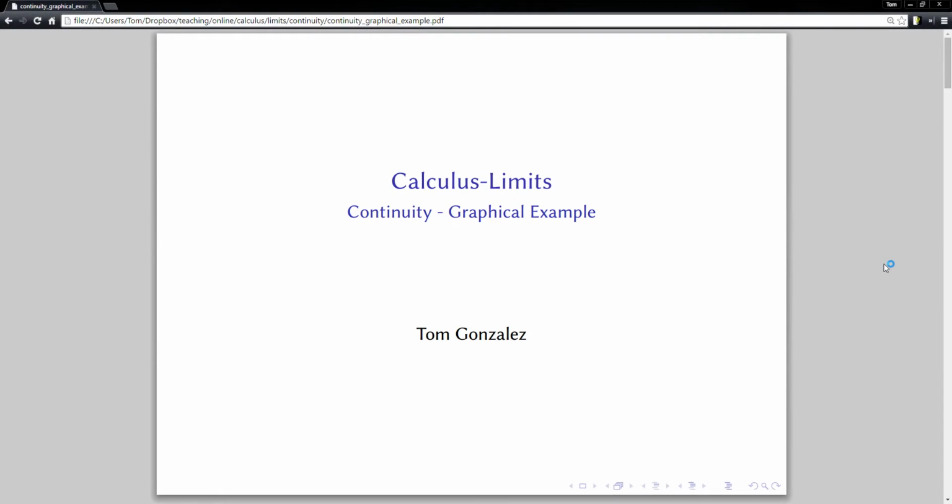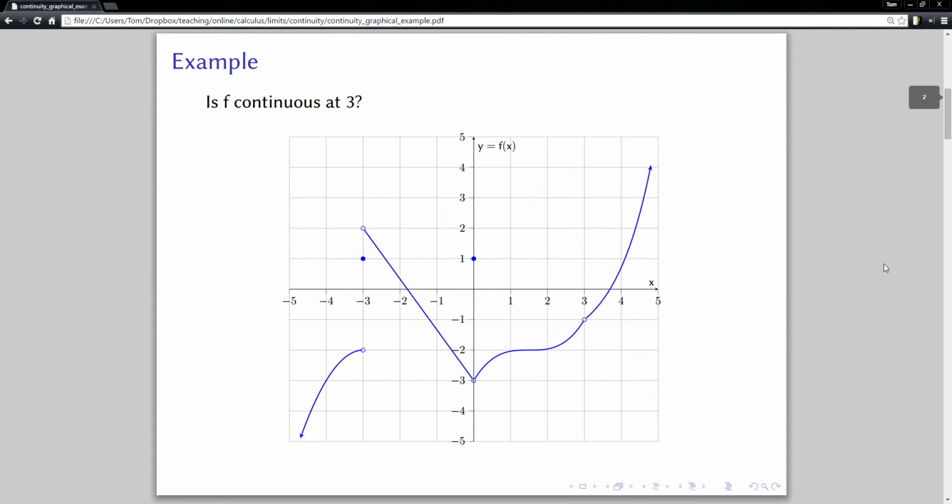In this example, we are going to take a look at the three conditions for continuity by means of the graph of a function. All right, so here we have the graph of a function. You can see it's pretty convoluted. It has a lot of parts and things like that to it. The question that we want to answer here is: is f continuous at 3? So what we would do is to go through the three conditions.